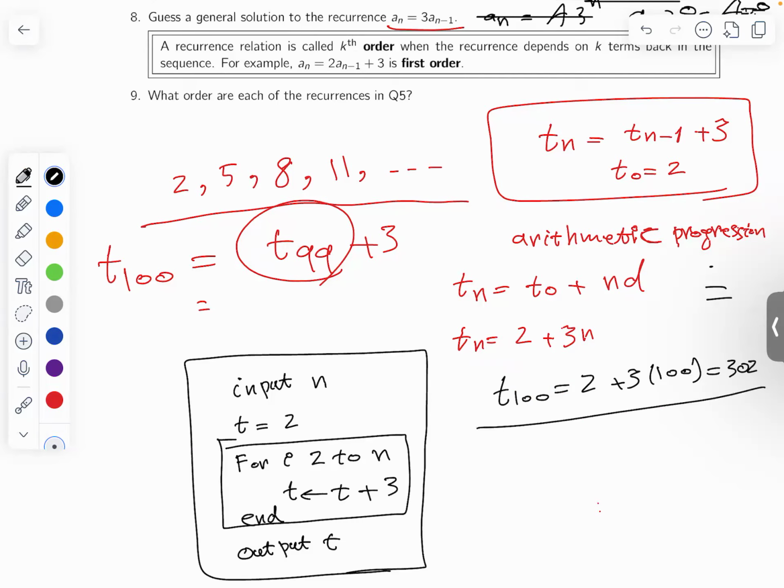Okay. The difference between the general solution or solution and the recurrence relation is like this.